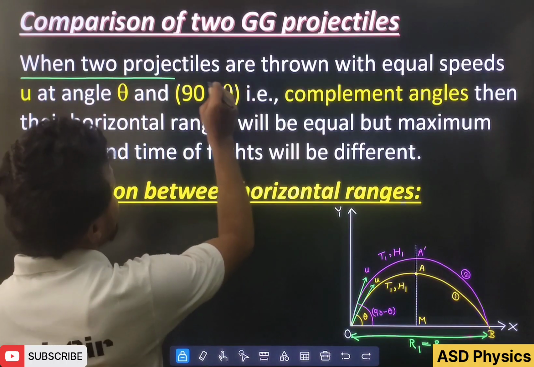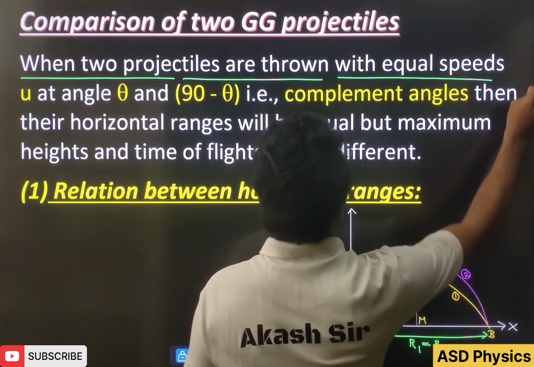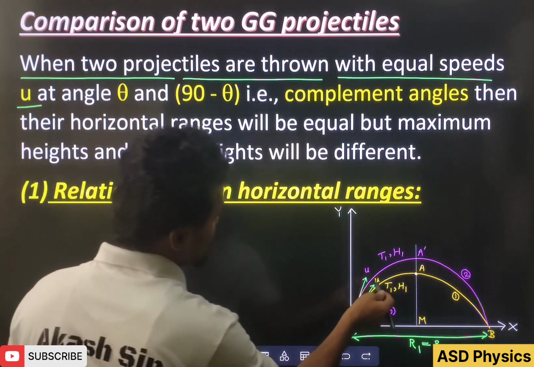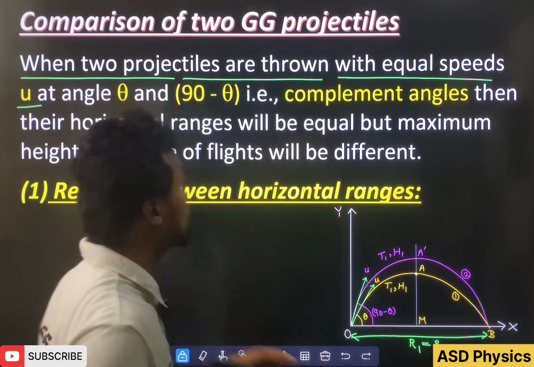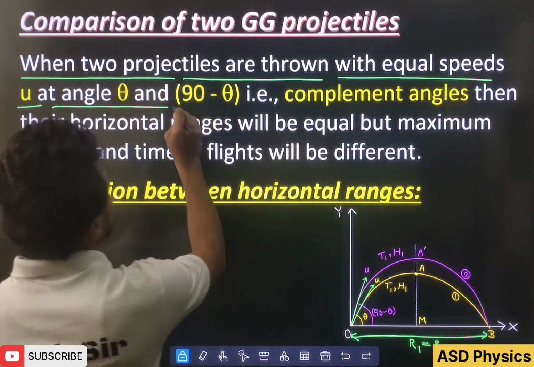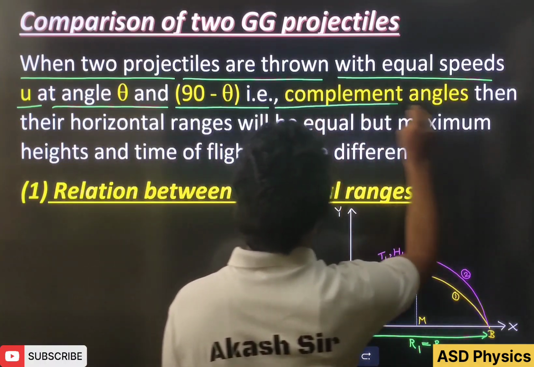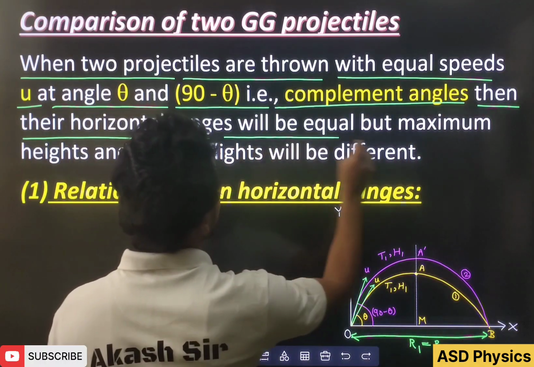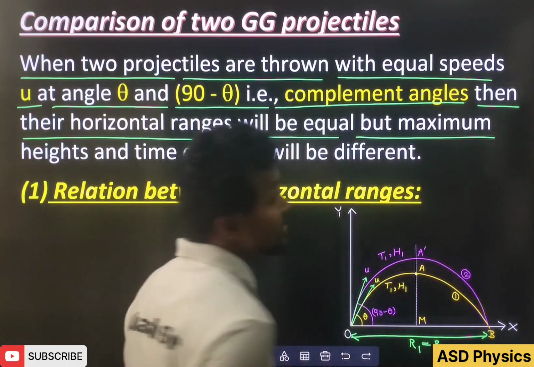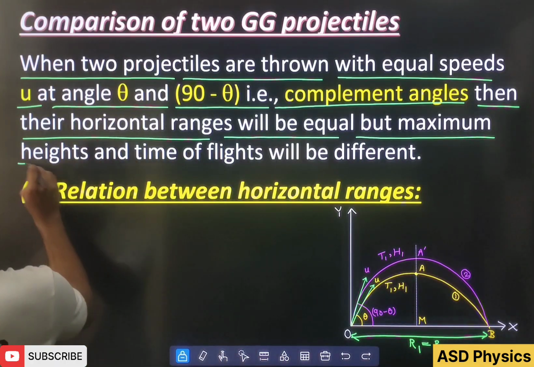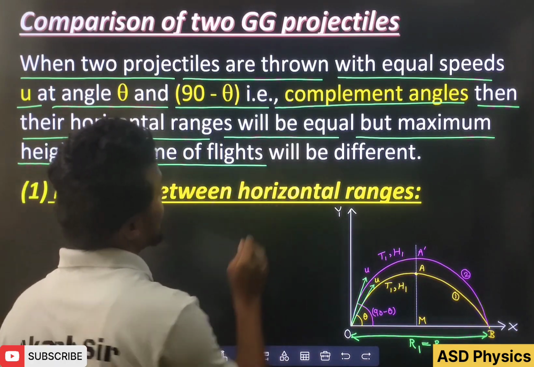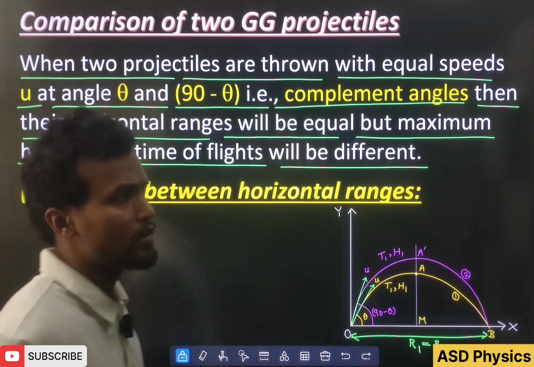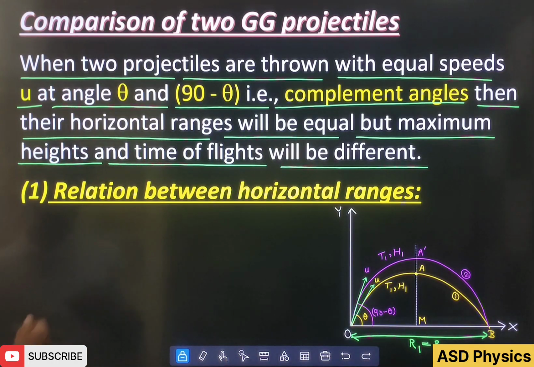So see here, when two projectiles are thrown with equal speeds u, the first one u and the second one also u, at angles theta and 90 minus theta, that is complementary angles, then their horizontal ranges will be equal, but the maximum heights, that means h1 and h2, and the times of flight, that means t1 and t2, will be different. Okay, why am I telling this? Let's see it mathematically.